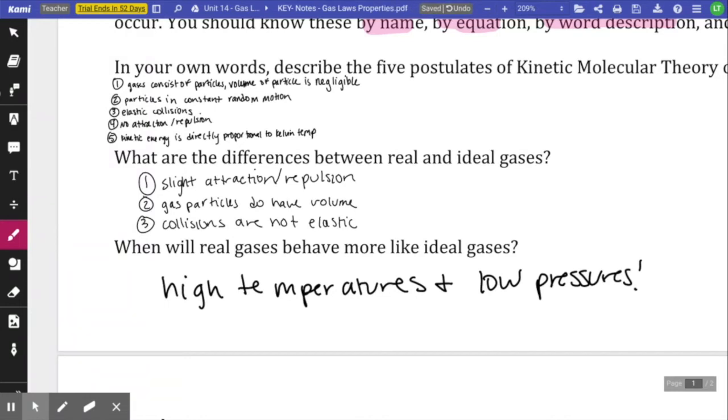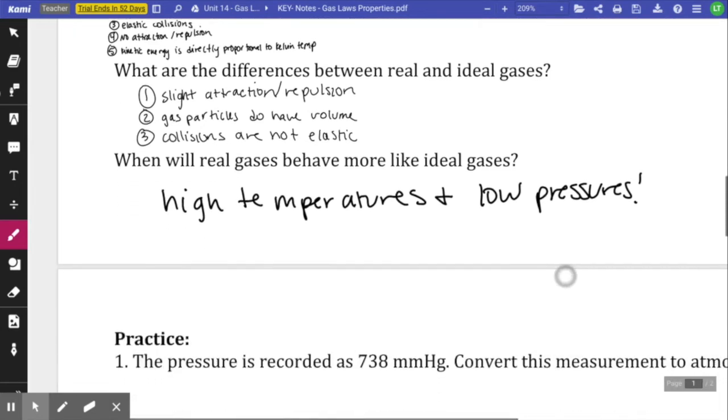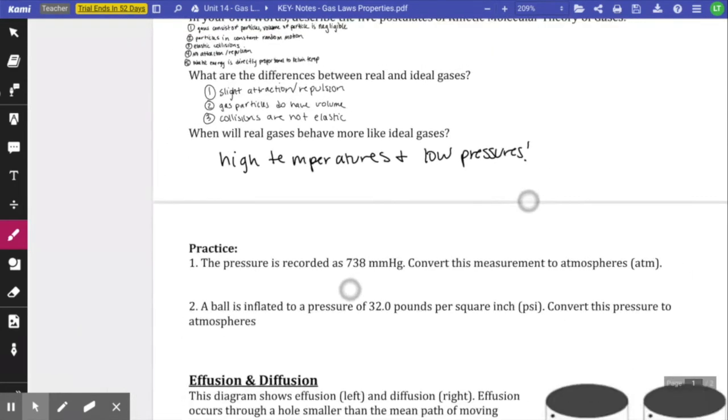That makes sense because the particles are going to move faster, which causes them to not feel those forces of attraction as much because they're moving pretty quickly. When they do collide, again, they're moving fast, so they're not going to have those issues. And again, at low pressures, gas particles aren't squished together. So those collisions are going to be less frequent and they're not going to feel that attraction or repulsion because they're going to be farther apart. So high temperatures and low pressures.